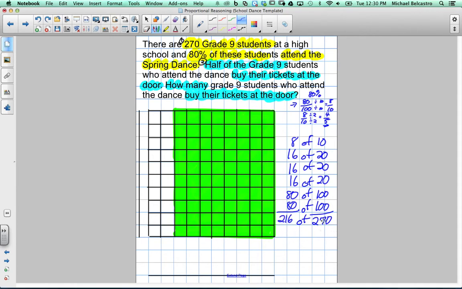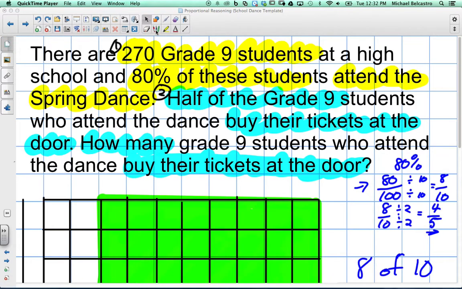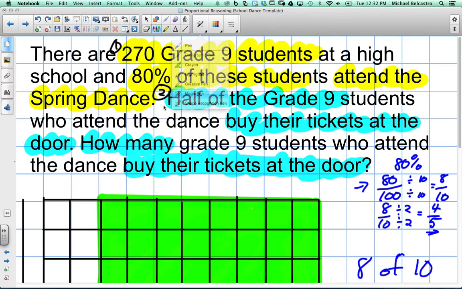Now I could have made a grid of 270, which would have been hard, but I worked with round numbers that I was very much used to. Okay, so that is part 1 of this question. Okay, so now let's look at part 2. Half of the grade 9 students who attend buy their tickets at the door. How many buy their tickets at the door?